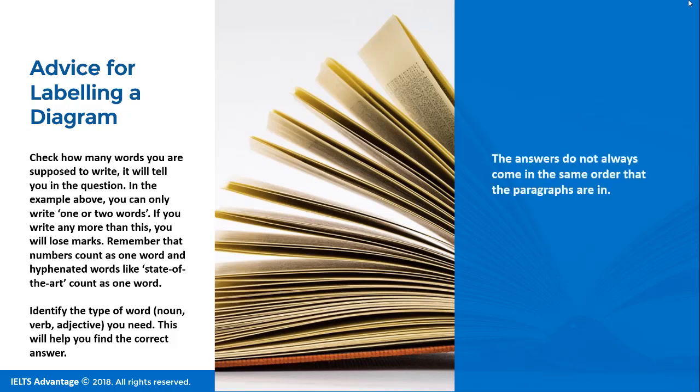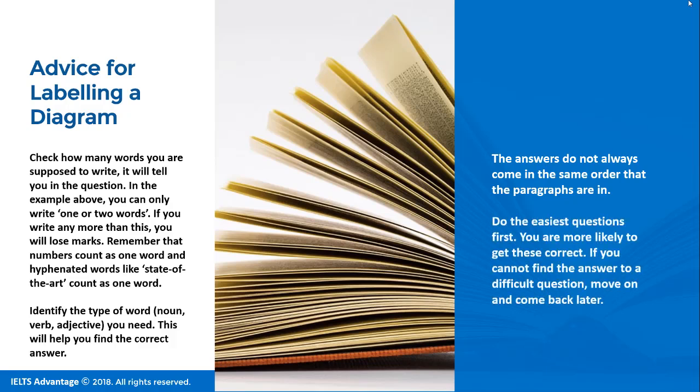The answers do not always come in the same order that the paragraphs are in. So unlike other types of questions where you can follow along and follow exactly what is going on, you're going to have to look at the whole text for this one because they're not in the same order. Do the easiest questions first. You're more likely to get these correct. If you cannot find the answer to a difficult question, move on and come back later.